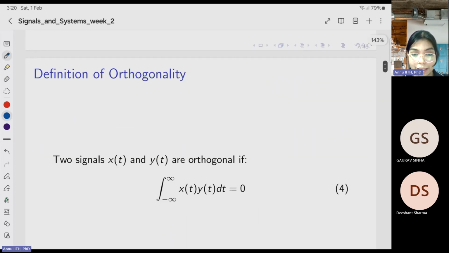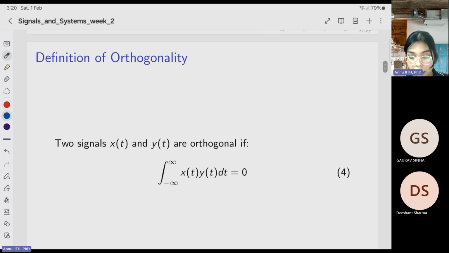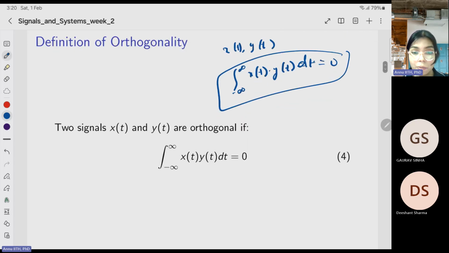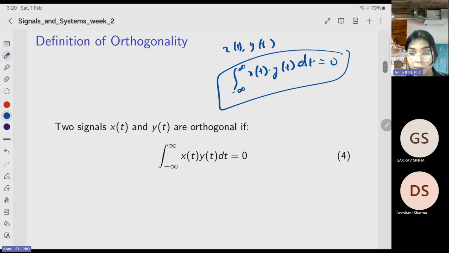Okay, orthogonality. So what is an orthogonal signal? If you have two signals, x(t) and y(t), and we need to determine whether they are orthogonal to each other or not, then we need this particular formula: if integrating over all time, x(t) multiplied with y(t) dt is 0, then we say they are orthogonal signals. So what is the real-time implication of orthogonal signals? Why do we see them? You may wonder whether sine and cosine are orthogonal or not. So the answer is yes. Let us prove that.